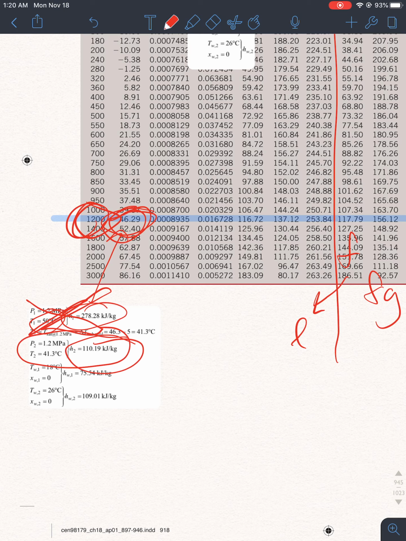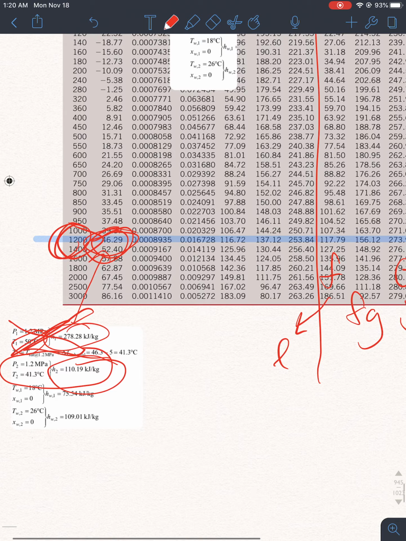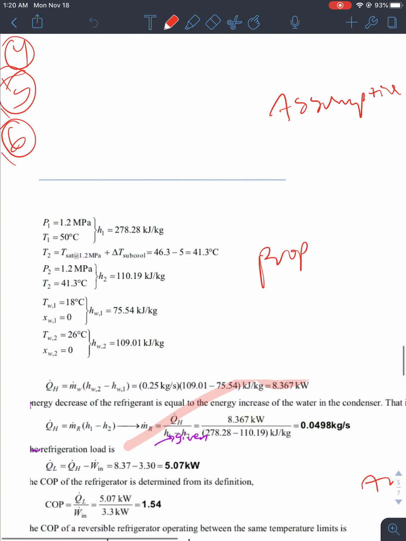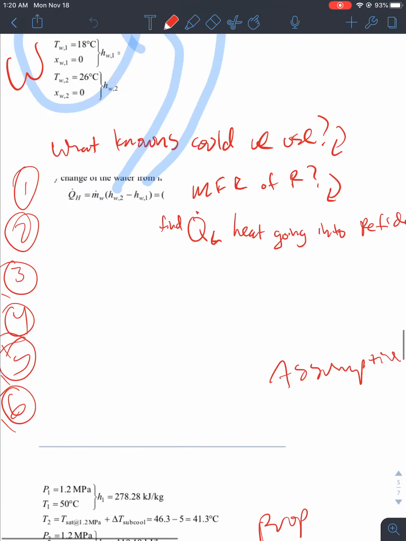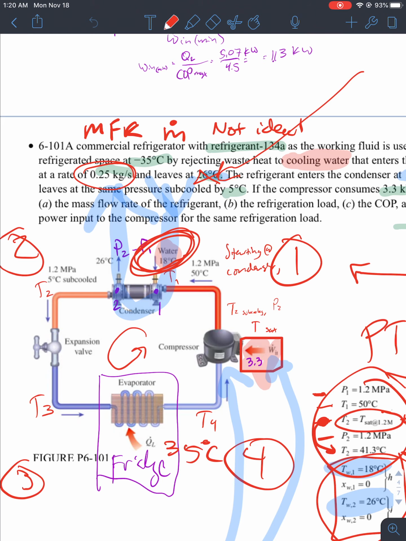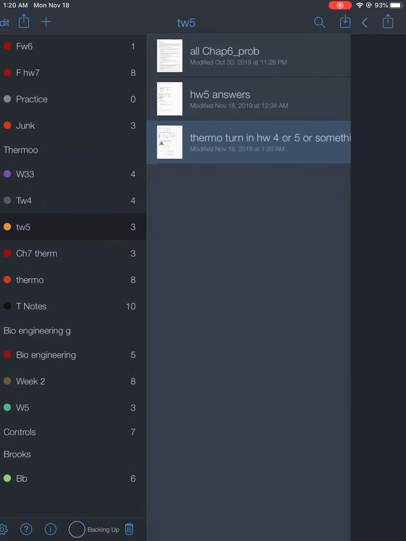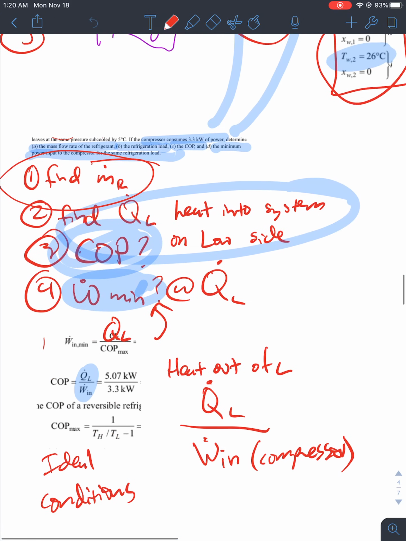Okay, now what's happening here? Where's the 110.19? Does it say it ends up super cold? Is that what it says? Let's see. Subcooled. Subcooled. It's not super cold, it's subcooled by 5 Celsius. Am I here? Is that where I am? Yes, it is.